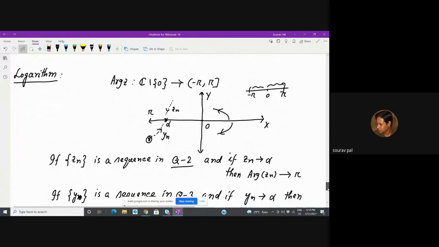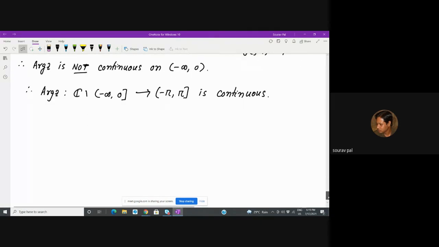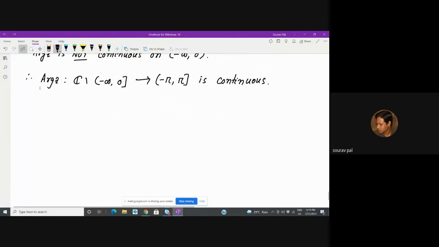So here what we are seeing is that we have a function, the principal argument, that is defined on the entire complex plane other than the point 0. Yet it is not continuous on C minus 0. If you want to make it continuous, then the best possibility is you just remove this half line from the plane and make this function look nice. Now I am going to define what is called a branch of logarithm.